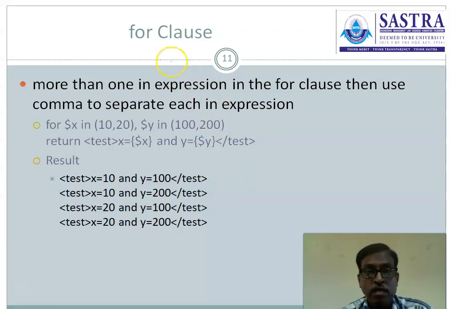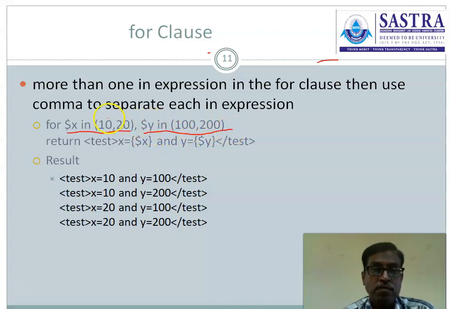Here, for $x in 10, 20, and then comma, $y in 100, 200. It means for i equal to 10, first 10 is taken, and then this is the inner loop. Let us say $y is the inner loop, and 100 and 200 are printed for 10. See here, x equal to 10, y equal to 100. x equal to 10, y equal to 200. So x is fixed and y is incremented as it gets printed. And then again x is 20, then y is 100 and y is 200 for x equal to 20.